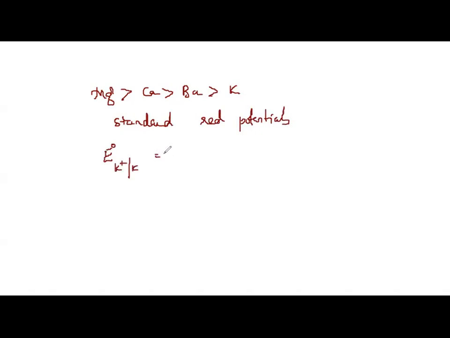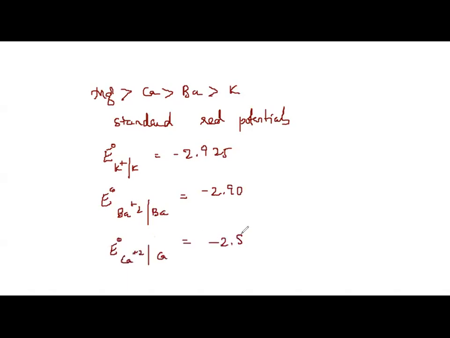We write it like this. You will understand it when we discuss the topic in second POC. Okay, it is minus 2.925. E naught for Ba plus 2 to Ba is minus 2.90. E naught for Ca plus 2 to Ca is minus 2.87, whereas E naught for Mg plus 2 to Mg is minus 2.37.